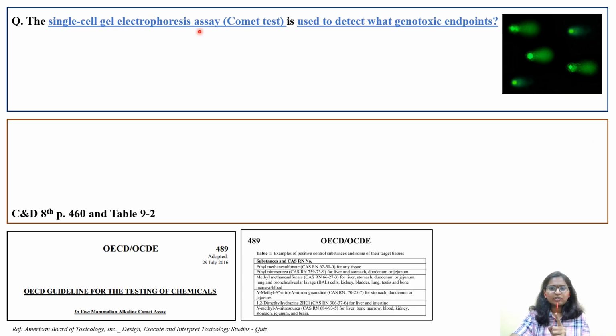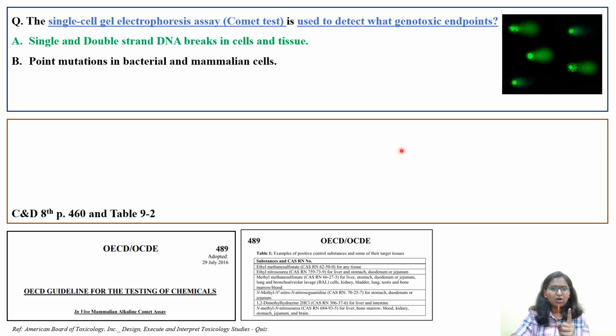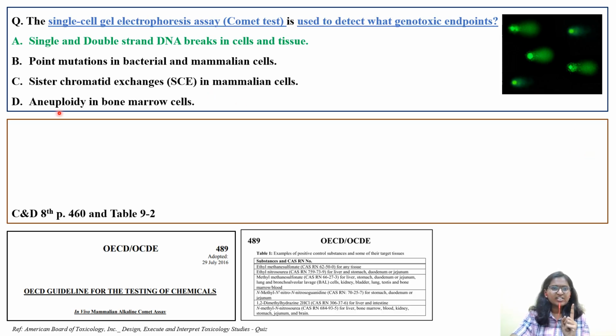The single cell gel electrophoresis assay, the Comet assay, is used to detect what genotoxic endpoints? Let's see the options given in the question. Option A is single and double strand DNA breaks in cells and tissue. Option B is point mutations in bacterial and mammalian cells. Option C is sister chromatid exchanges in mammalian cells. Option D is aneuploidy in bone marrow cells.